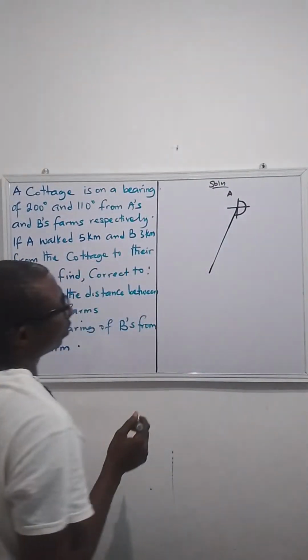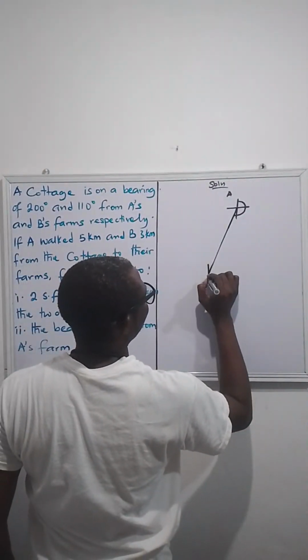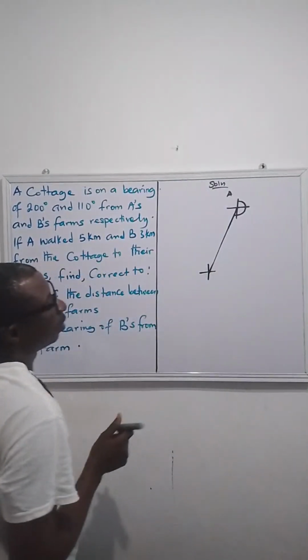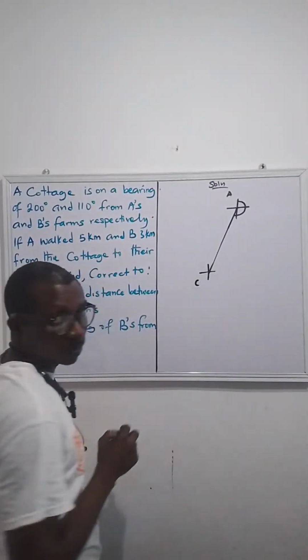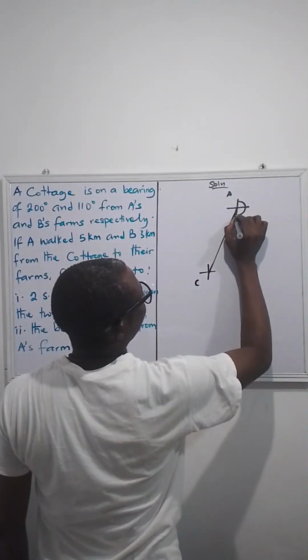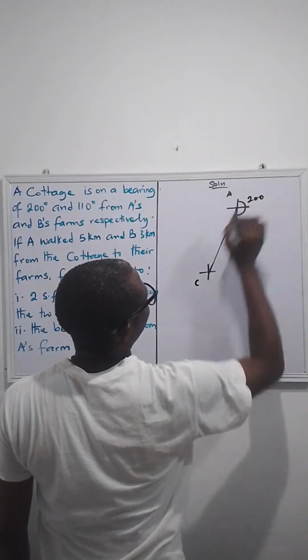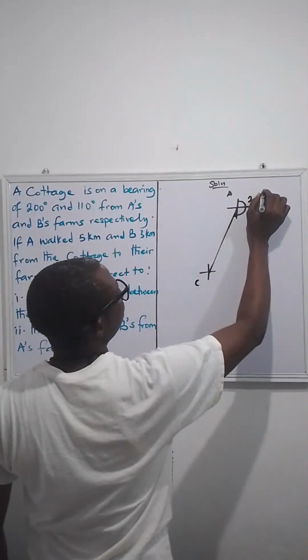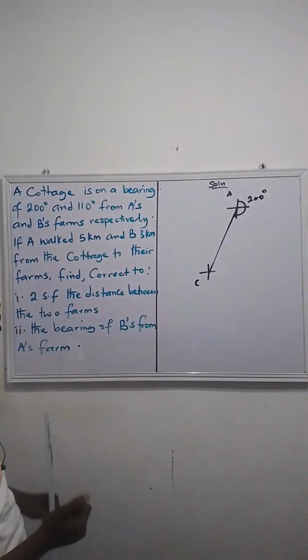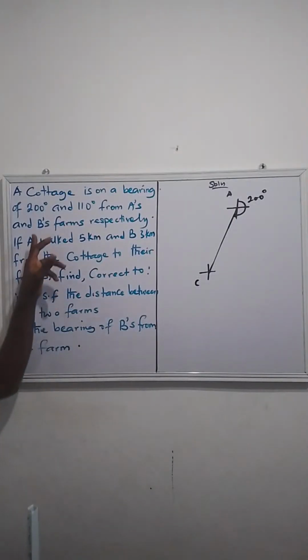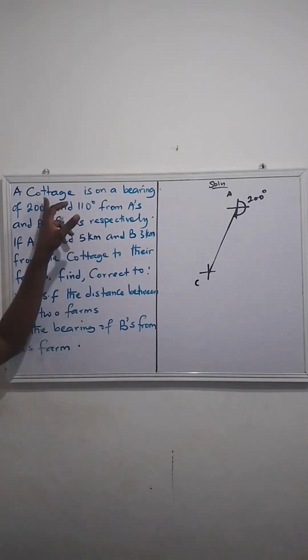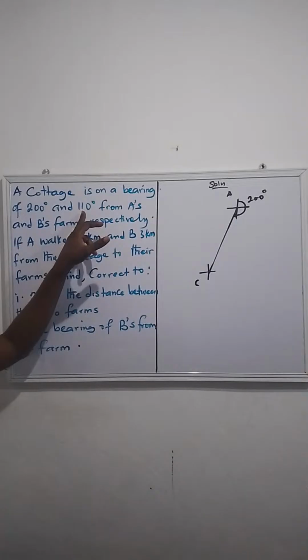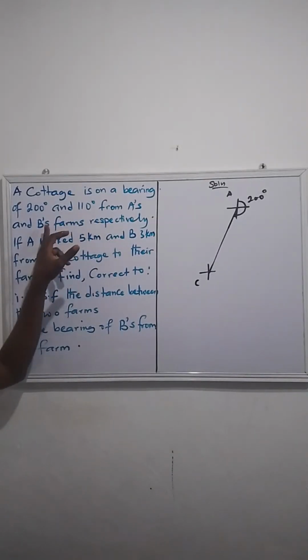So it moves down. So this is the position of the cottage. Let's represent that with C. Now the bearing here is 200 degrees. All right, so now we also have B. The cottage is 110 degrees from B. Okay, 110 from B.